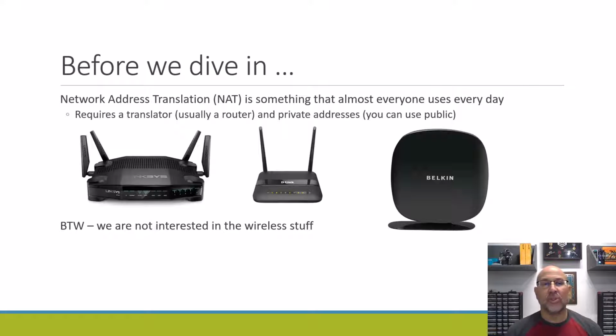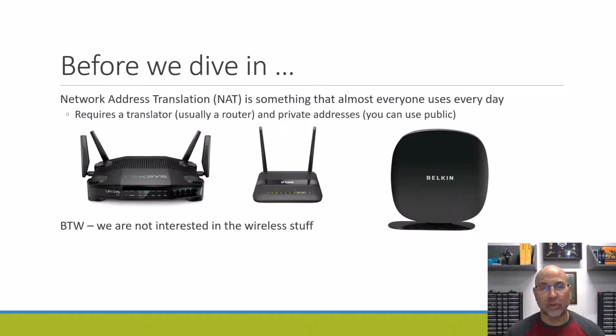Before we dive in too far, network address translation is something that almost everybody uses every single day. It requires a translator, that's usually a router or a wireless home gateway, which is why I say everybody uses it. If you've got a NAT box or a wireless home gateway on the edge of your network, you are doing wireless or wired network address translation through your router. It doesn't matter if you've got a Linksys or a D-Link or a Belkin or anybody else, you are probably going to be doing network address translation.